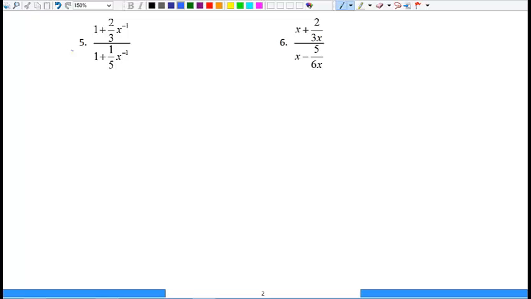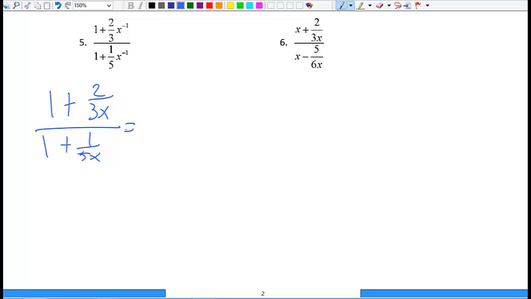Okay, so the first thing we're going to do with number 5 is we're going to get positive exponents. We're going to take care of the exponent issue with the negative there. And so I'm going to bring those both down to the denominators of the fraction that's associated with it. So that gives me 1 plus 2 over 3x over 1 plus 1 over 5x.